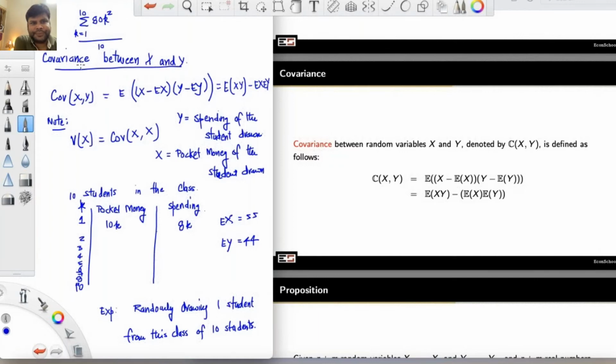Is this fine? This is something that you can easily do, right? It's the sum of squares of 10 numbers. You can just use that, take 80 out, and that's it. That's going to give you the expected value of XY. You already know the expected value of X and the expected value of Y, so if you put these numbers here, you'll get the covariance. Is that clear? And it will be positive, because the higher the pocket money, the higher the spending. Is that clear?